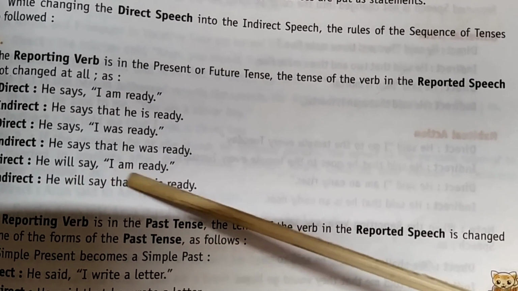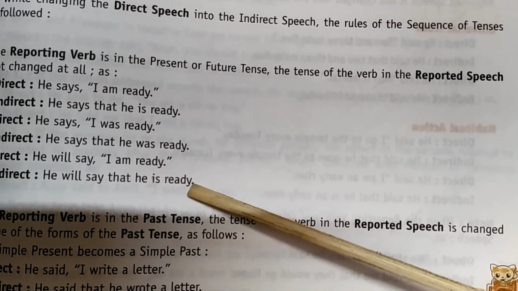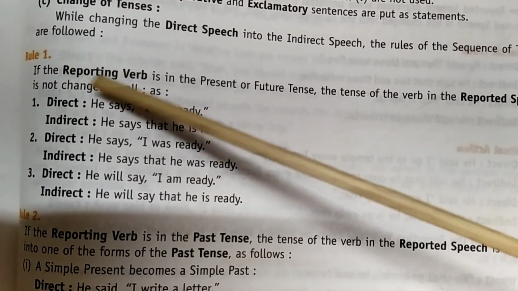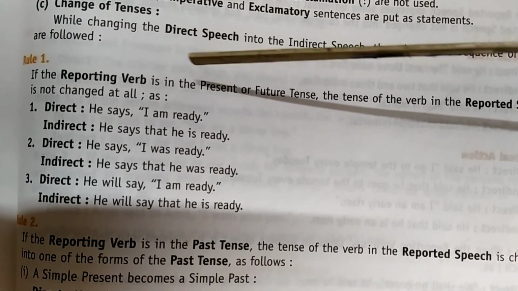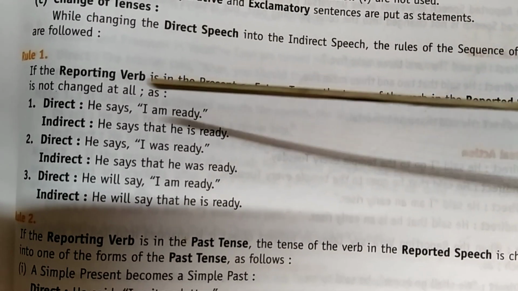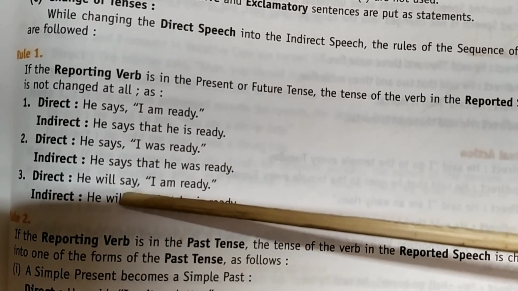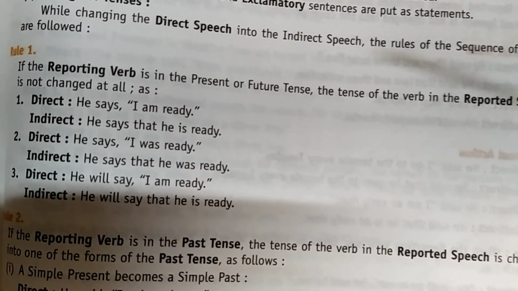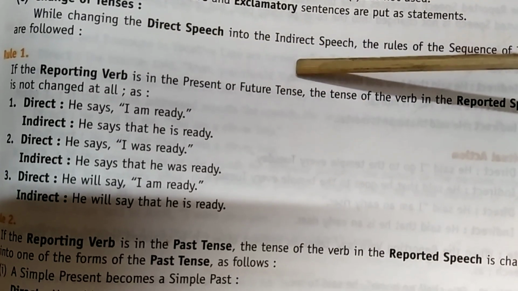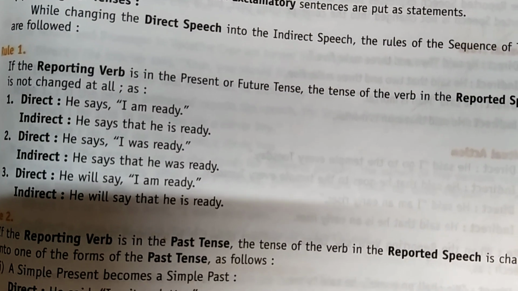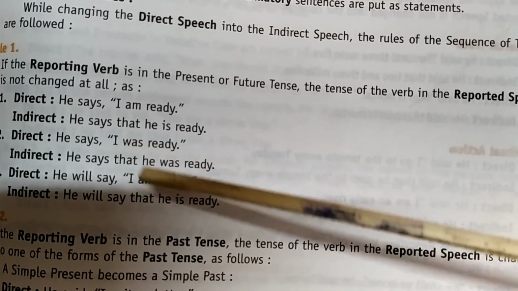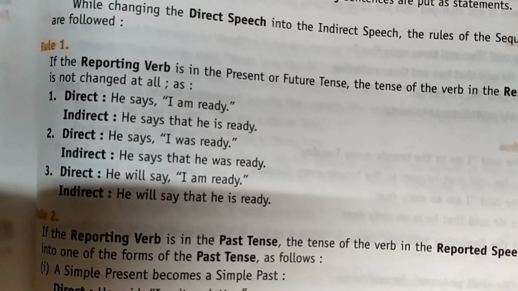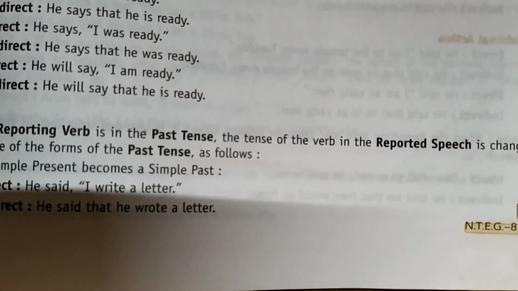He will say, "I am ready." He will say that he is ready. So why is it like that? Because the first rule says that if the reporting verb is in the present or future tense, present or will, says future, says present, will says future, then the tense of the verb in the reported speech, this am, was, am, is not changed at all. Okay, let us move to the second rule.